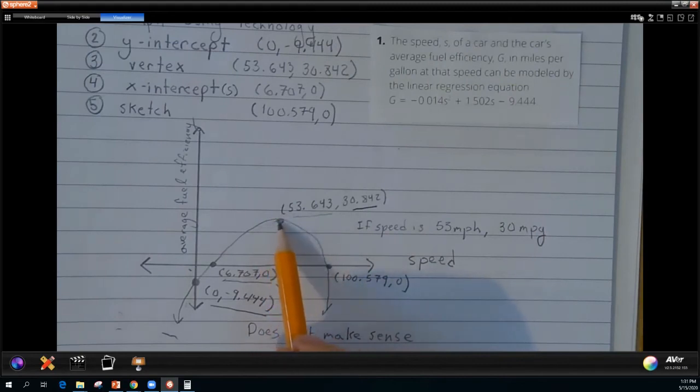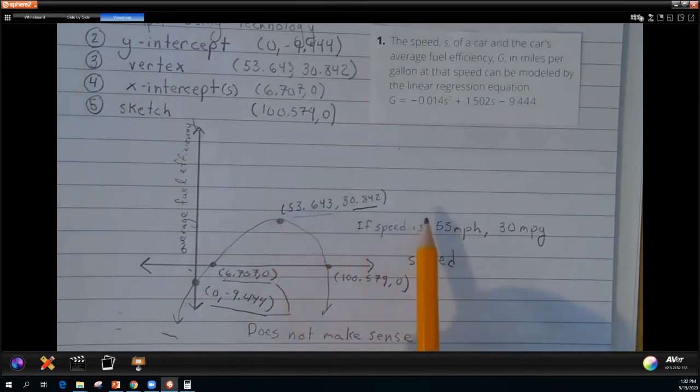And because the vertex is our maximum value, it also means that this is the highest fuel efficiency we're going to get, 30 miles per gallon. We're never going to have a more efficient car than if we're driving 53 miles per hour. So 53 miles per hour must be the optimal speed.